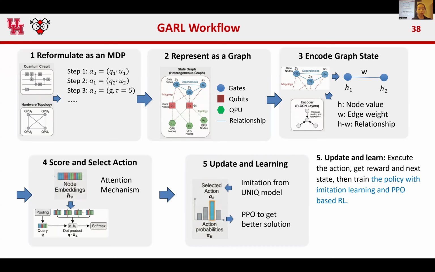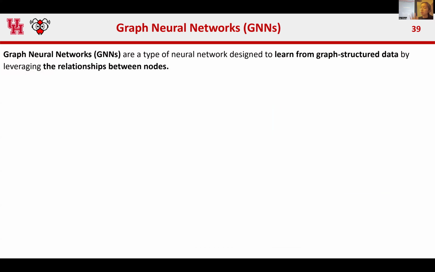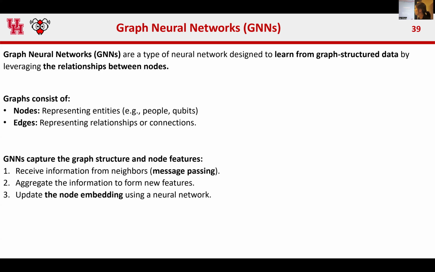We'll talk about them in more detail. But before we talk about our work, I will give you some background. First, what is a GNN? I think you are familiar with that, so I will go quickly. Graph neural networks are a type of neural network designed to learn from graph-structured data by leveraging the relationships between nodes. It has 2 elements. The first is nodes, which represent entities like qubits. Another is edges, which represent the relationships or connections.